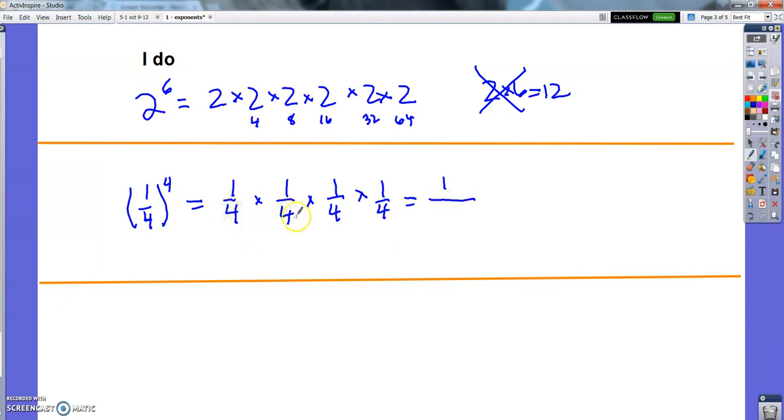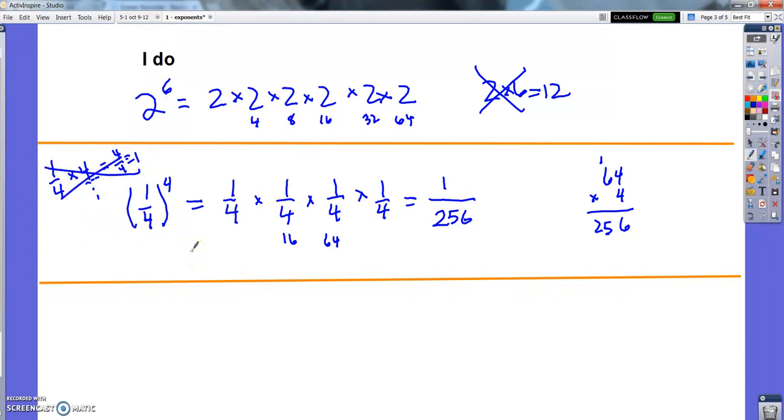Denominators: 4 times 4 is 16, 16 times 4 is 64, and 64 times 4 is 256. So 1/4 to the 4th power is 1/256th. This does not mean 1/4 times 4, which would just be 4/4 or 1. Does not mean that. That's the easiest mistake to make, thinking it just means 1/4 times 4.